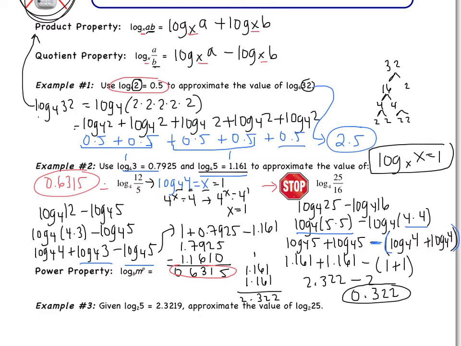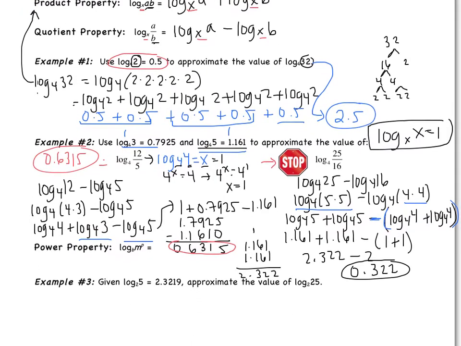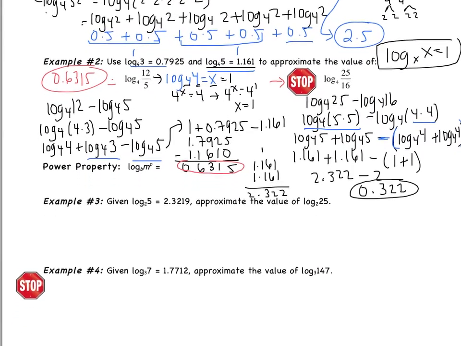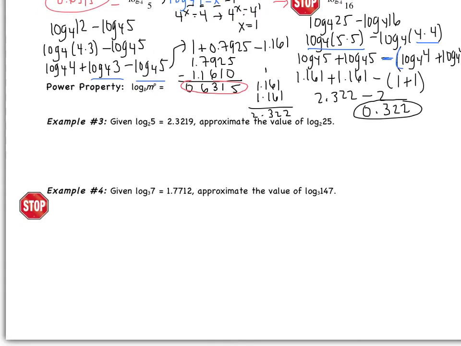So those were the first two properties, the product and quotient properties. And we're going to have a lot of practice with those in class. Moving on, we're going to learn the power property. So that's right here. Sorry I didn't give you too much room. Log base b of m to the p equals p multiplied by log base b of m. So all the power property is saying is if you have an exponent, you can bring it out in front.